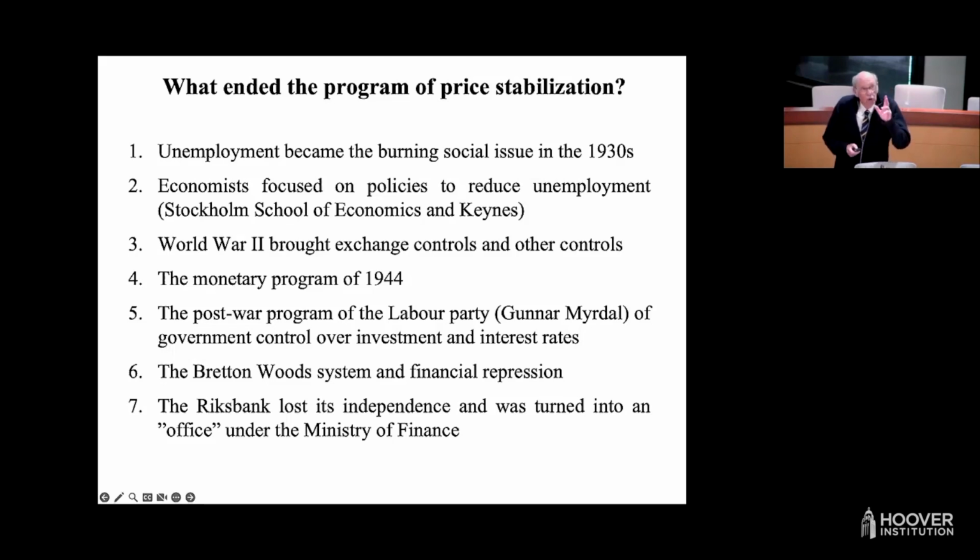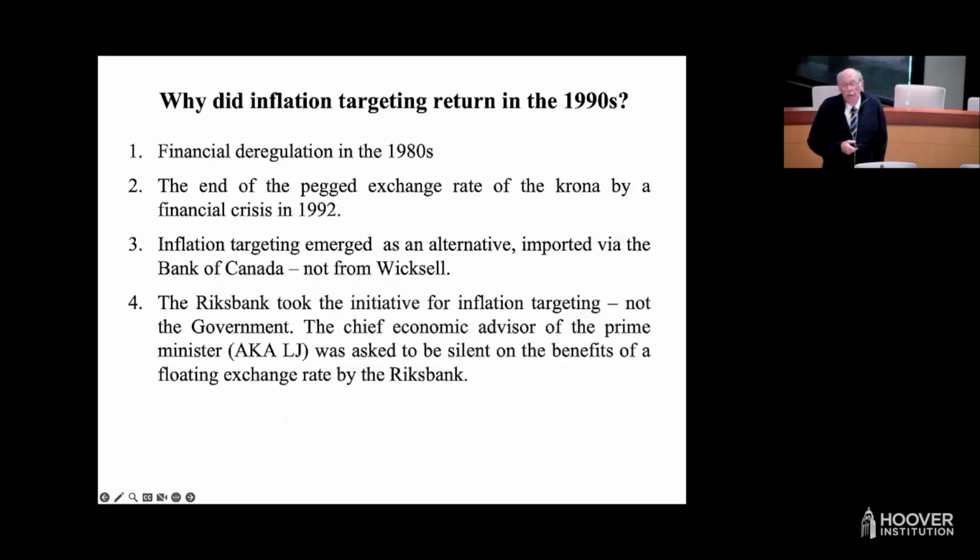So this was the reason why we lost an interest in price level stabilization. And why did inflation targeting, that is price stability, return in the 1990s? First of all, the financial deregulation of the 1980s, the end of the pegged exchange rate of the krona by the financial crisis in 1992. Inflation targeting emerged as an alternative in the Swedish debate.